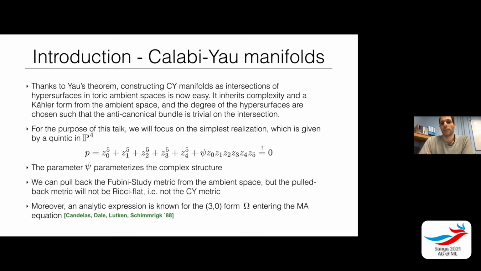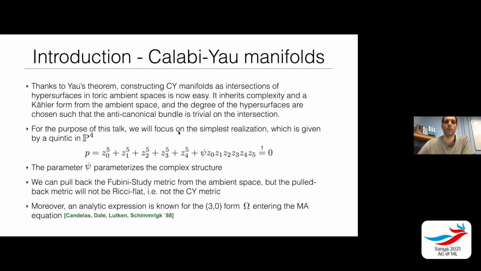However, as I said, at least we can build a collection of Calabi-Yau manifolds using this knowledge. If we look at Calabi-Yau manifolds as intersections of hypersurfaces in toric ambient spaces, we can easily build Calabi-Yau manifolds. The complex and the Kähler structure you get for free if you do that. And if you choose the degree of the hypersurface such that you cancel the anti-canonical bundle on the intersection, then you know that the space is Calabi-Yau and this Ricci-flat metric exists.